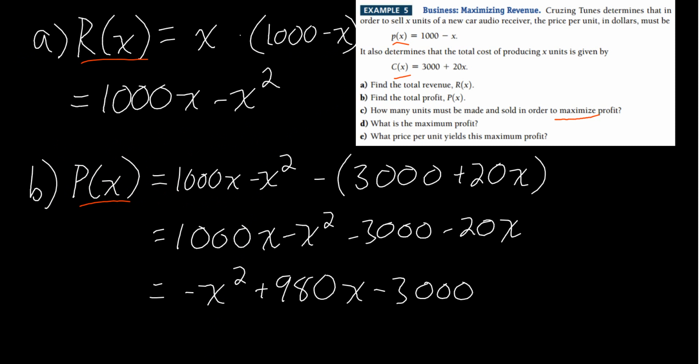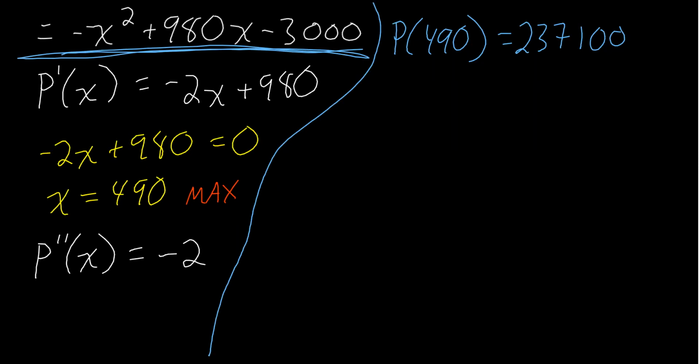Looking at my price equation, which was given to us, it's 1,000 minus 490, so it's 510. So E would be: I sell these receivers for $510. I maximize profit, just like that. And the math, I think, is pretty interesting. It's something nice and real worldly, right?